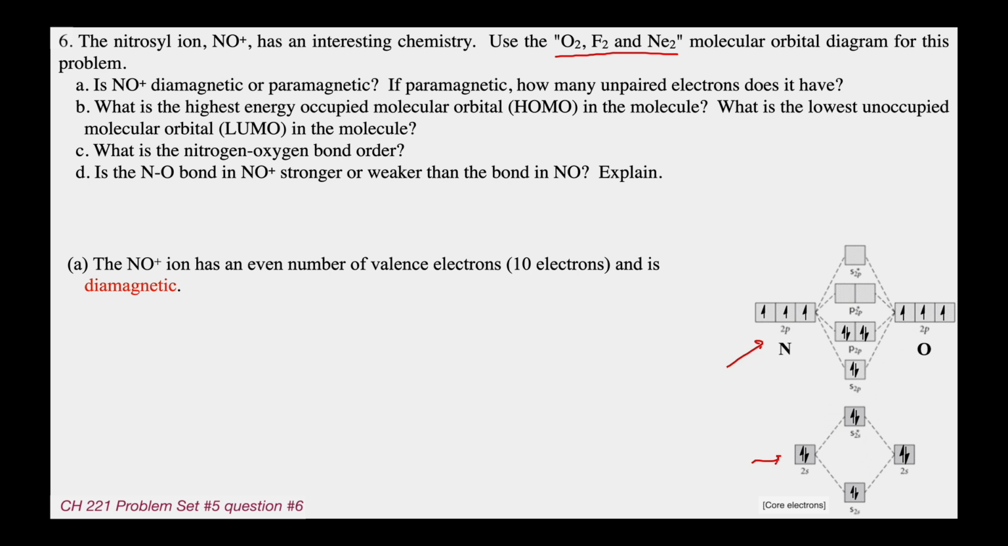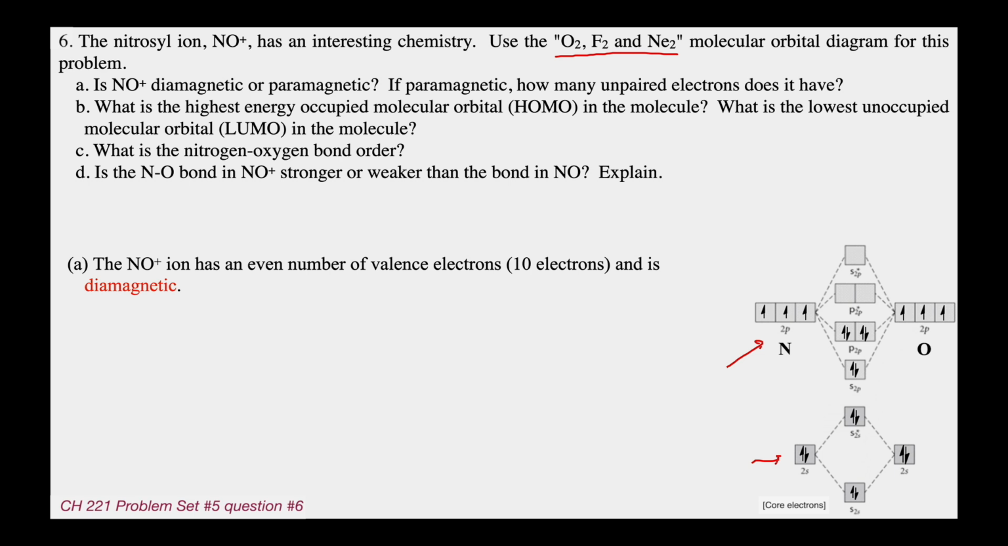And here's a little hint too. NO+, if you figure out the valence electrons, nitrogen is 5, oxygen is 6, but you take away 1 for the positive, so 10 electrons. Most of the time, that means it's going to be diamagnetic. Now, you have to be careful of that, because in this diagram, if you would have had 8 electrons, you could have had individual electrons in the pi orbitals. But generally speaking, an even number of electrons often will be diamagnetic.